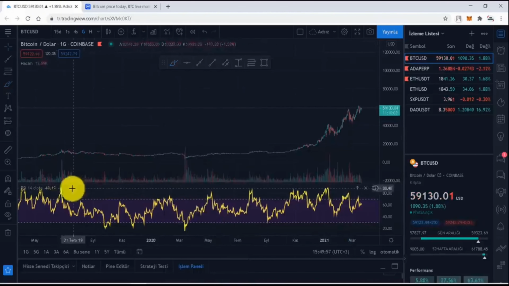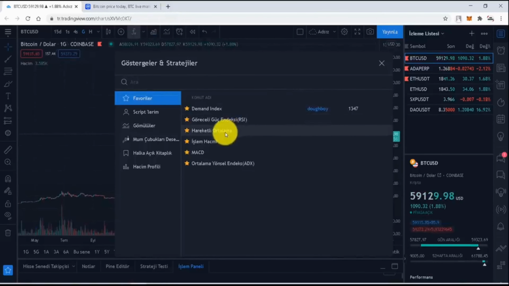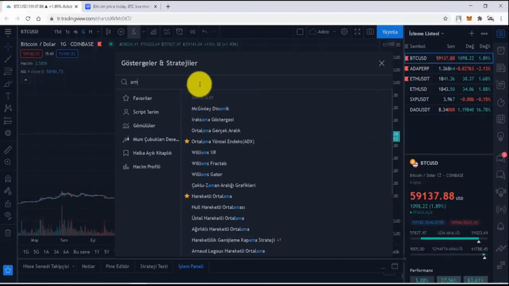After briefly discussing this indicator, let's close it. And let's talk about moving averages. Let's discuss golden crosses. We write MA here and double click on the moving average.